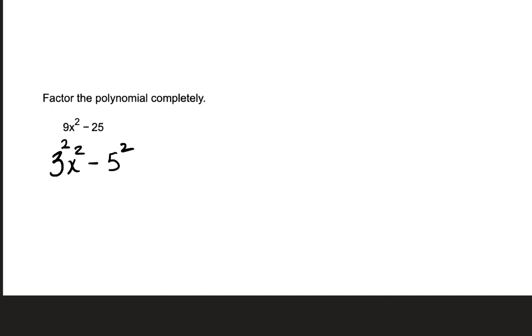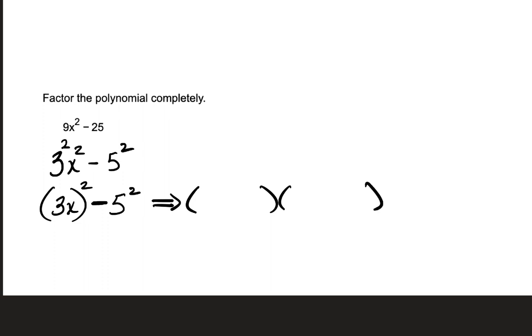So everything is a bunch of squares. Look at the 3 and the x. Since they're both squared, we can rewrite it as 3x all squared, minus 5 squared. A difference, which means subtraction, is right here. You have 3x squared and 5 squared. If you have a difference of 2 squares, it very simply factors into 2 parentheses. 3x makes up the first term of each one, and 5 is the second term. One of the parentheses is plus, one is negative.